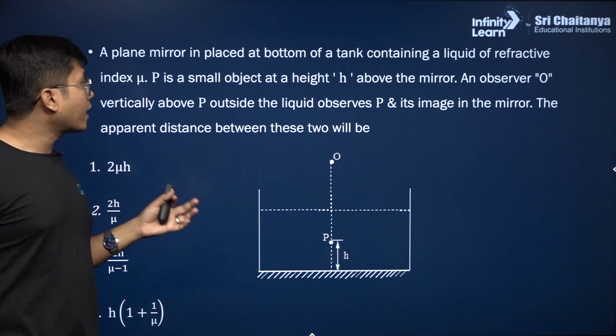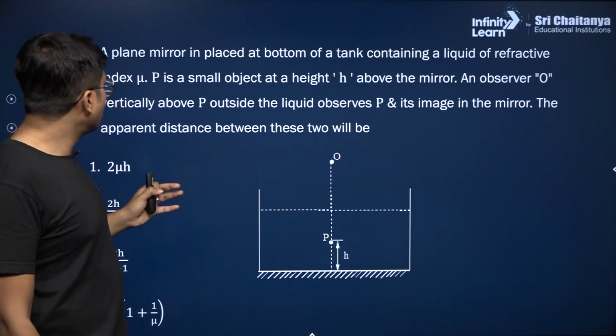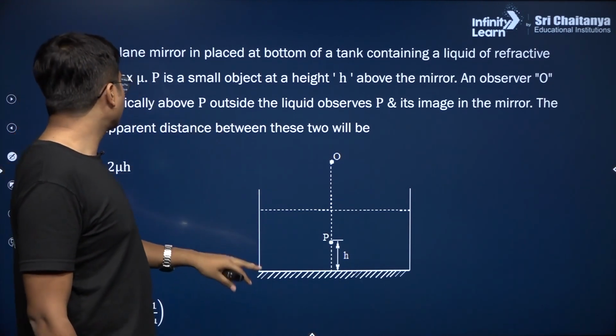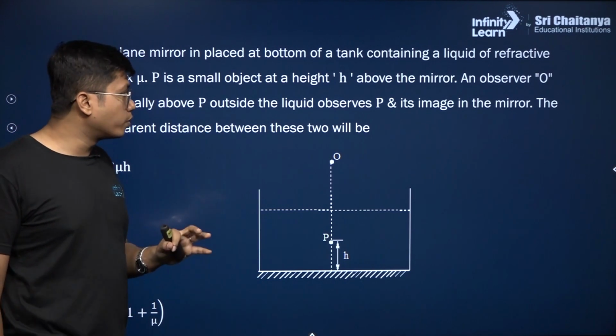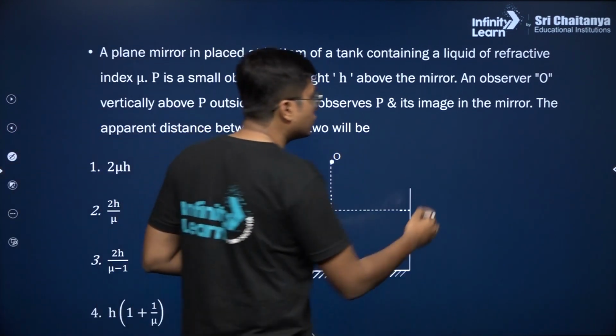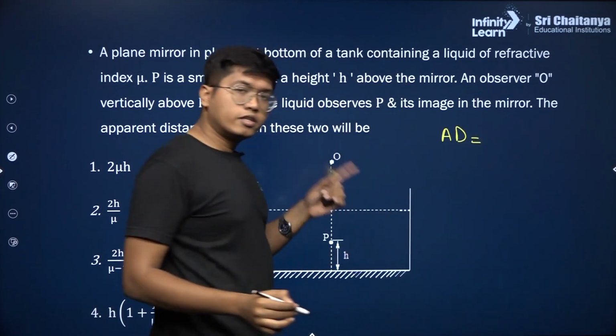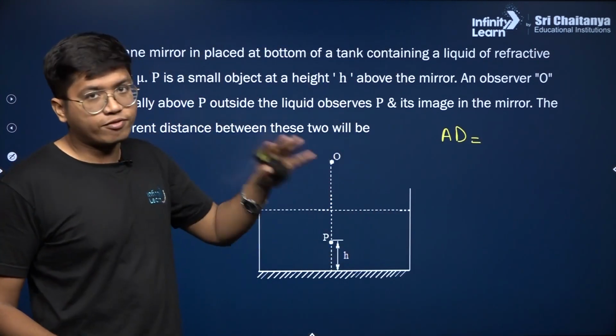P is a small object at a height h above the mirror. Observer O, vertically above P outside the liquid, observes P and its image in the mirror. Apparent distance between these two would be? So we know the apparent distance AD is equal to the real depth divided by the refractive index.